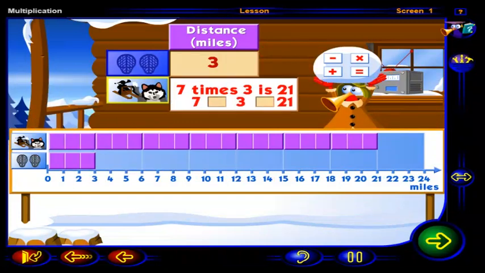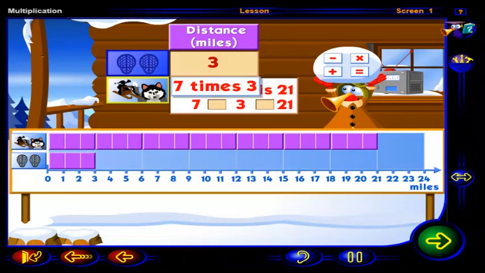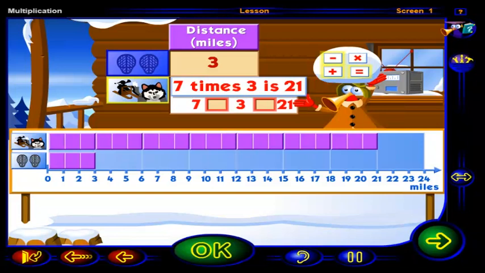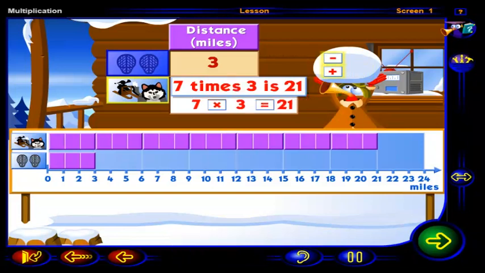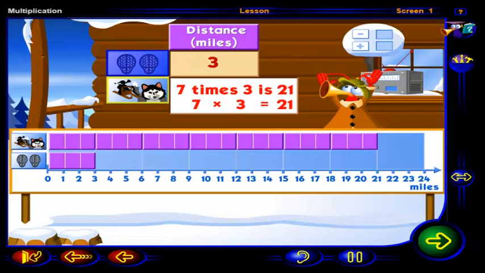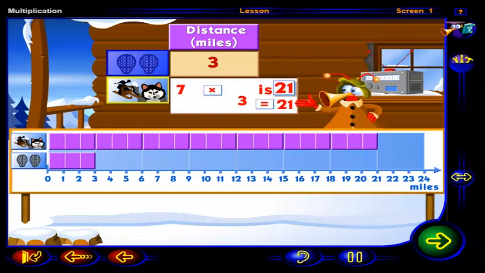Complete the number sentence to show that 7 times 3 is 21. Drag a sign here and here, then click OK. Well done! This number sentence shows that 7 times 3 is 21. The product of 7 and 3 is 21.